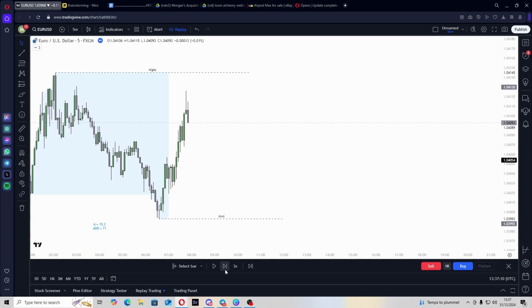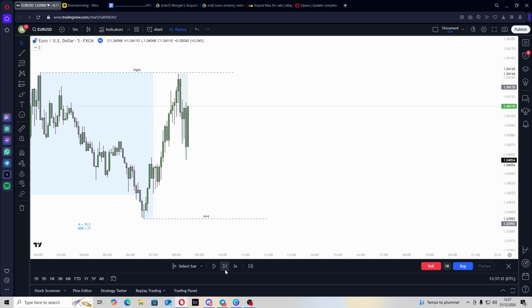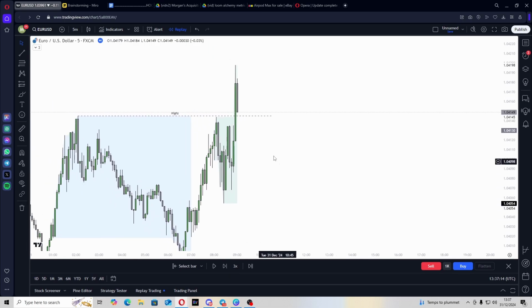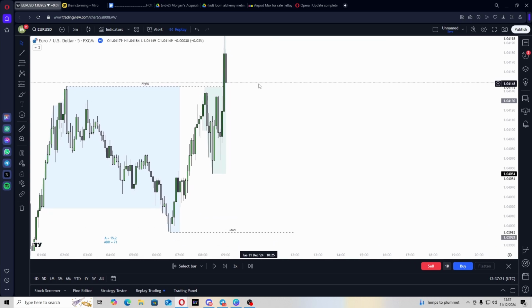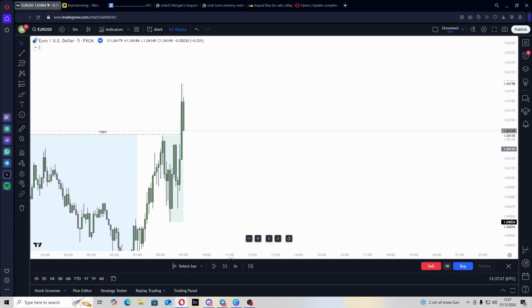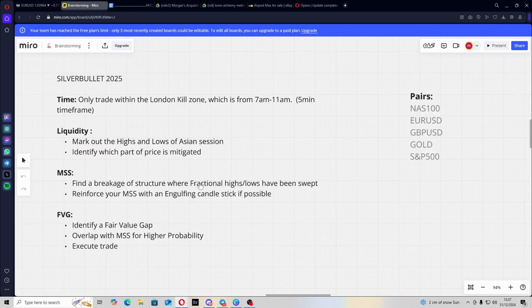So if I just keep playing price forward, you can see it's going towards the upside, and it's nearly swept it there, and now it's completely swept the upside. Okay, once it's swept the upside, this is all the confirmation we need to start taking a trade towards the downside and towards the lows, where we can make as much profit. Okay, so if I play price forward now, all we need to do is find a break of structure where fractal highs and lows have been completely swept, and we can reinforce this market structure shift with an engulfing candlestick if possible.